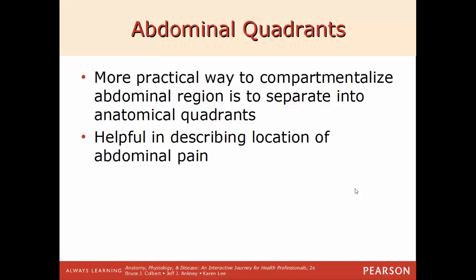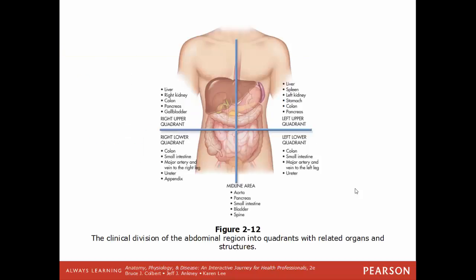Something that's a little bit easier to follow would be the abdominal quadrants. This is a much more practical way to break up the abdomen into 4 general areas as opposed to the 9 very particular regions of the abdomen. Again, these quadrants are only referencing the abdomen. And this is usually very helpful in describing or localizing abdominal pain. Because they are quadrants, there are only 4.